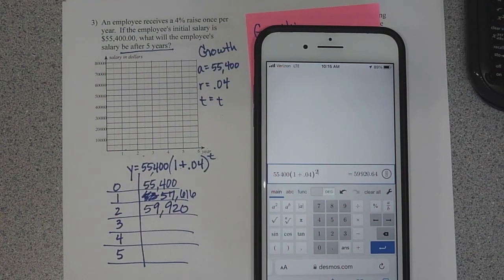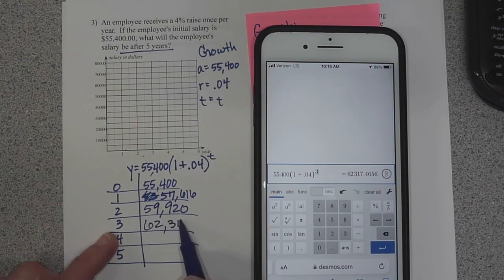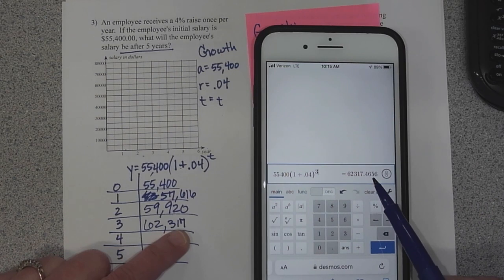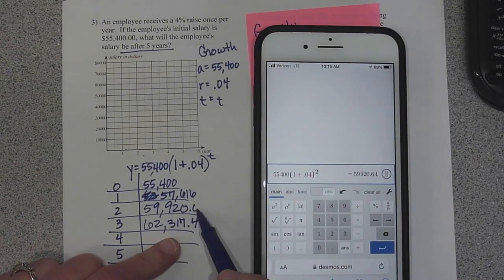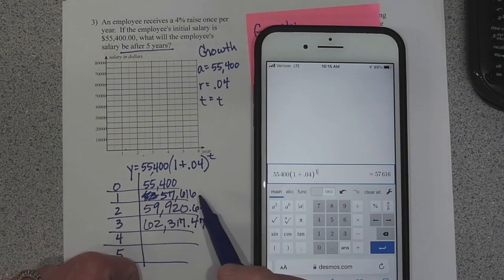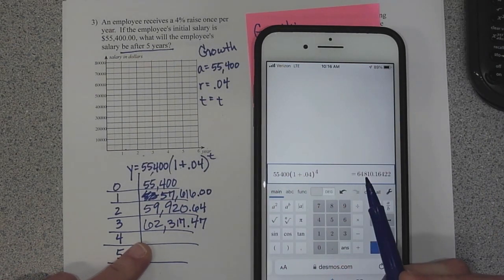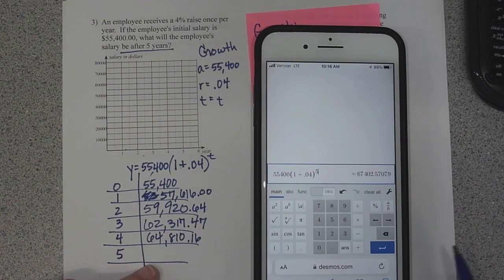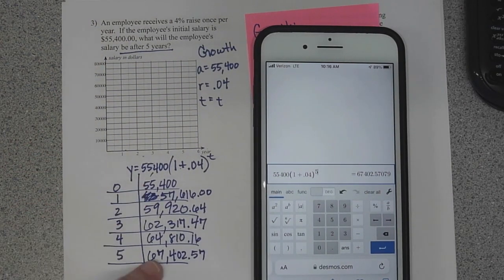Okay, let's go on. We're going to plug in a 3 this time. 62,317. I should be doing dollars and cents. So 0.47, because this is money, so you really need dollars and cents. Let me go back to that value for 2. It was 0.64. And the value for 1, it didn't have a decimal, so we'll just put 0.00. Okay, that's better. Now let's make this a 4 again. 64,810.16. And then make it a 5. 67,402.57. Okay, so after 5 years have passed, he's gone from 55,000 something up to 67,000 something.